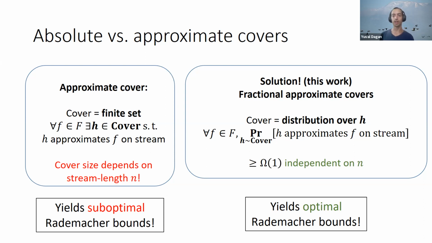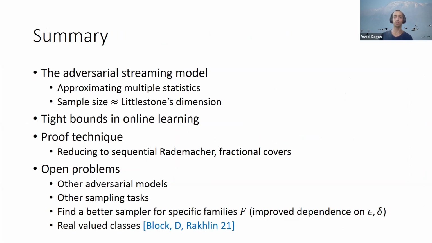And actually, we can use a similar proof idea to prove that a fractional cover can derive bounds. And because we can find good fractional covers, we can get the optimal bound on the Rademacher complexity. So now I concluded the discussion on the bound on the sequential Rademacher complexity. And this concludes the discussion on the proof.